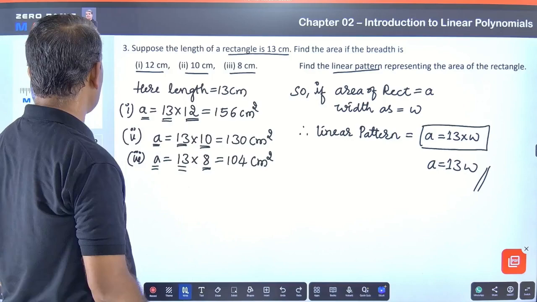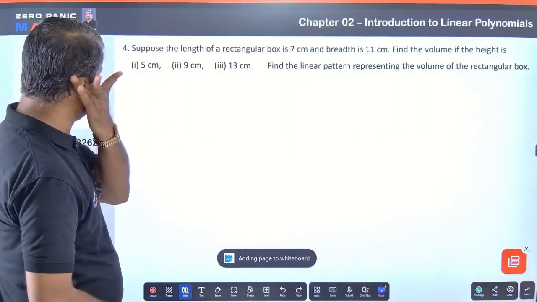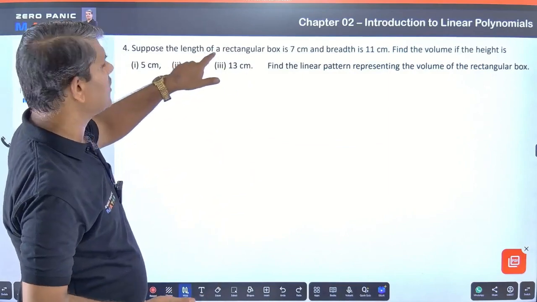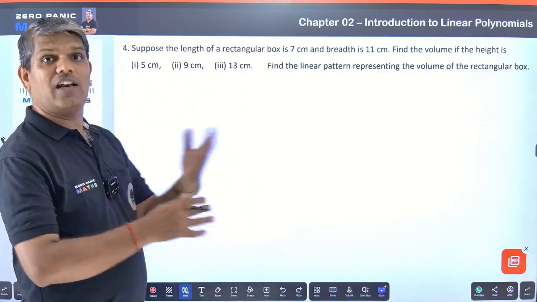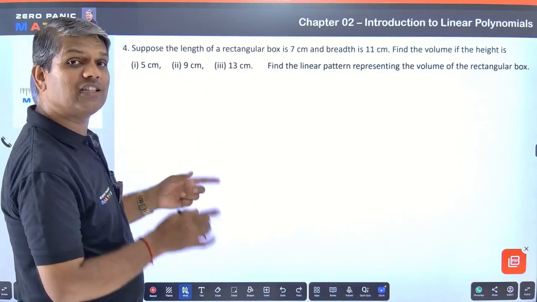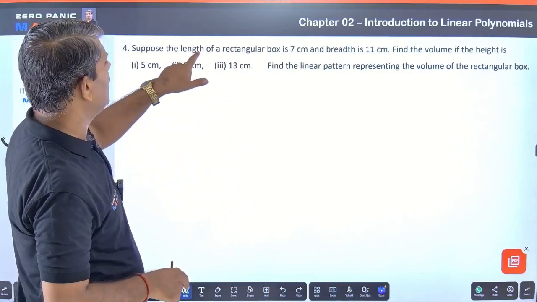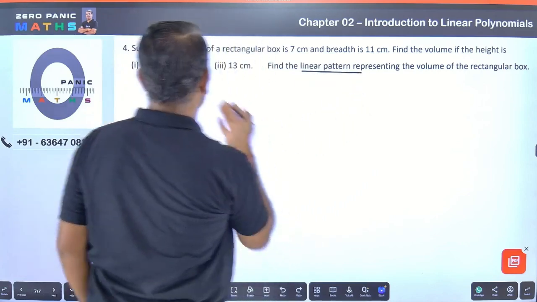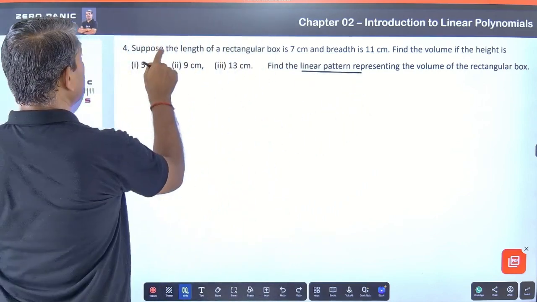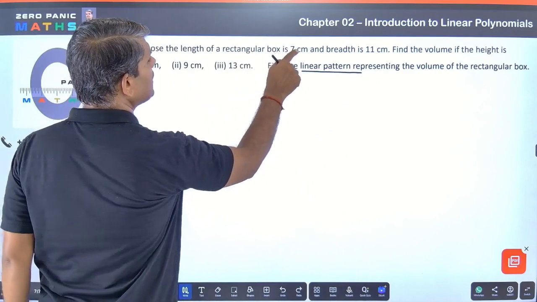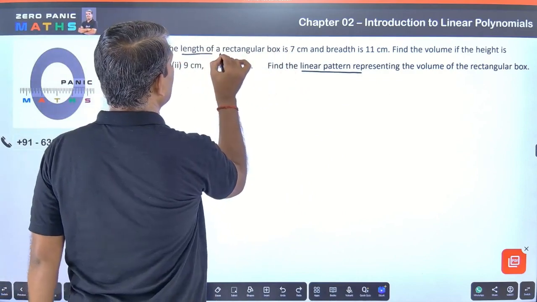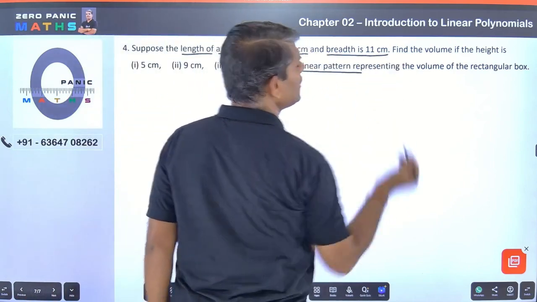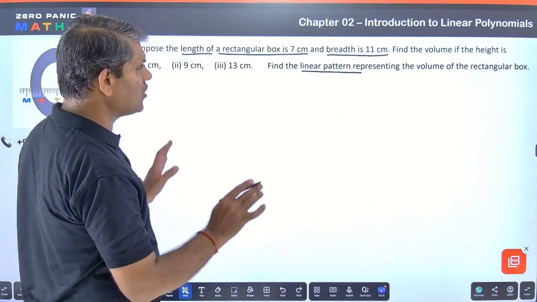Similarly, we have another question which is related to the volume of the rectangle. There it was area, here another dimension, height, is added to the length and breadth, and you are asked to find out the linear pattern here also. Read the problem carefully. Suppose the length of the rectangular box is 7 centimeter. Here also the length is fixed. Breadth is also given as 11 centimeter, that is also fixed.